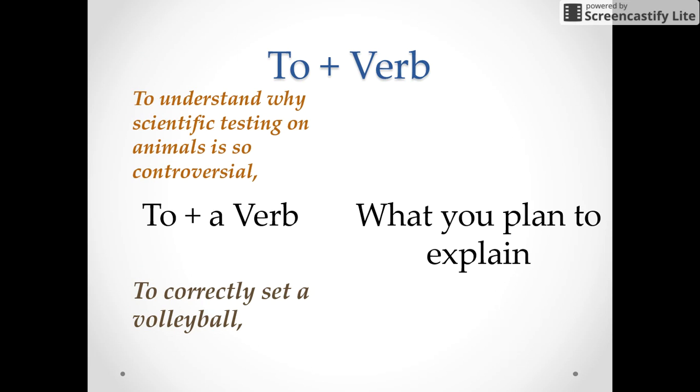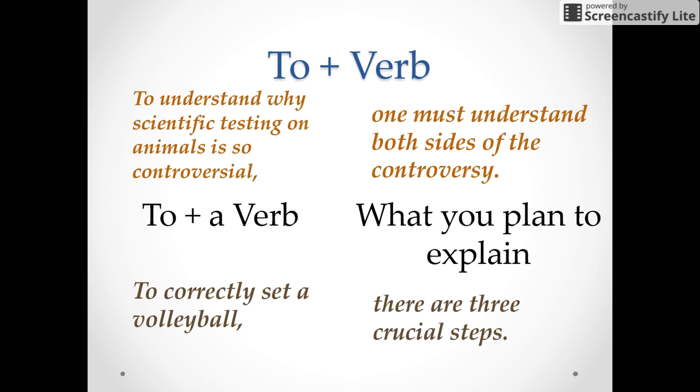So kind of like the action verb sentence, but instead of putting the action verb in the middle of the sentence, you're starting the sentence with it and the to whom or what. So to understand why scientific testing on animals is so controversial, or to correctly set a volleyball, and then you explain. So to understand why scientific testing on animals is so controversial, one must understand both sides of the controversy.